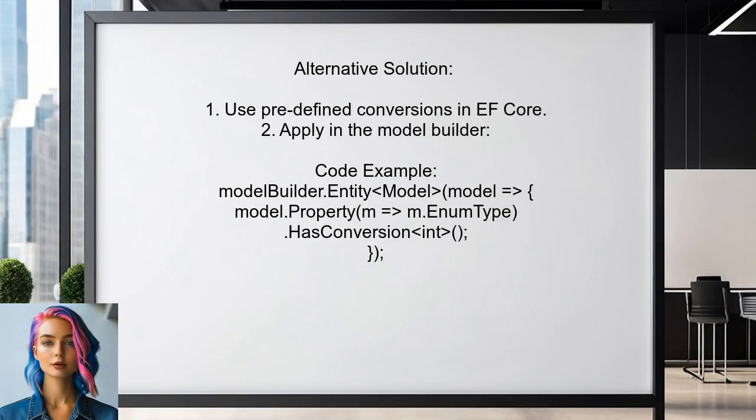An alternative approach shared by another user involves using predefined conversions in Entity Framework Core. They suggest applying this method within the model builder to convert your enum type to an integer. This can be done by specifying the conversion in your DbContext configuration.